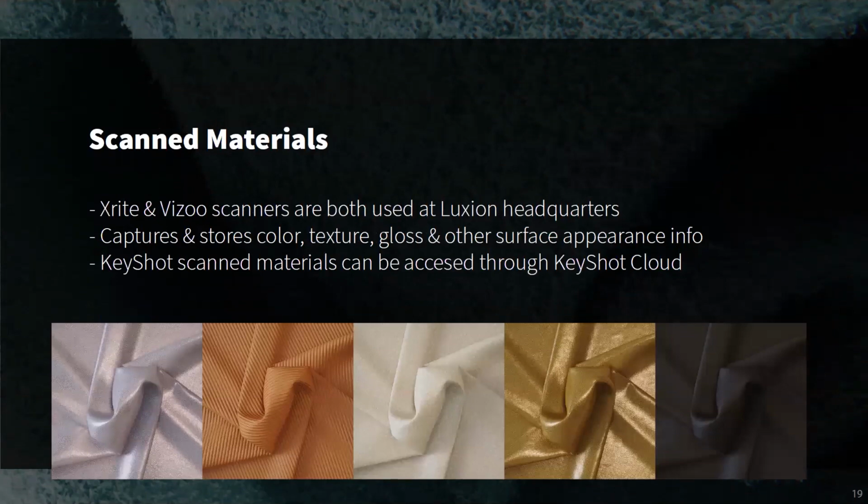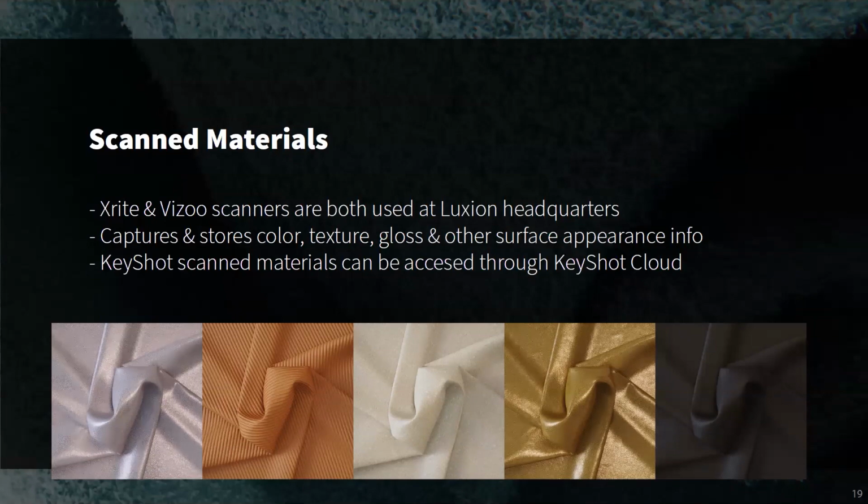Now that we've discussed two of our biggest features in the KeyShot 9 release, let's take a minute and talk about scan materials for use in KeyShot projects. Two of the big companies that have developed scanning equipment are Pantone with the X-Rite TAC7 machine and Vizoo. We currently use both here at Luxion headquarters and have used them to scan many sample materials from textiles to plastics and corrugated cardboard. Both scanners capture and store color, texture, gloss, and other surface appearance information, and that can be used within KeyShot for project-specific material applications.